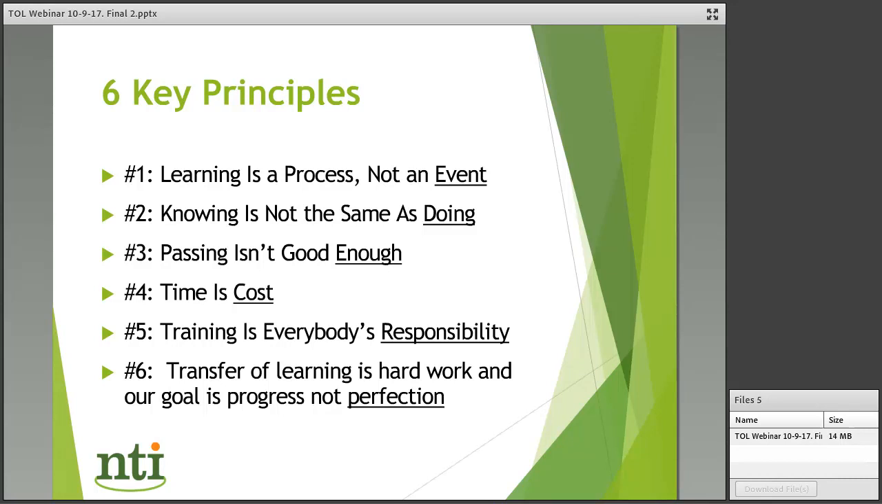Passing isn't good enough. Okay, we all are familiar that in order to get credit for a particular course or a learning requirement, we have to get a certain score. And again, passing is really not our threshold. We want everyone to pass, but we really want everyone to learn and then to apply knowledge.